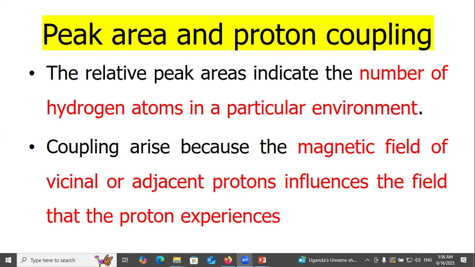Coupling arises because the magnetic field of vicinal or adjacent protons influences the field that the proton experiences.